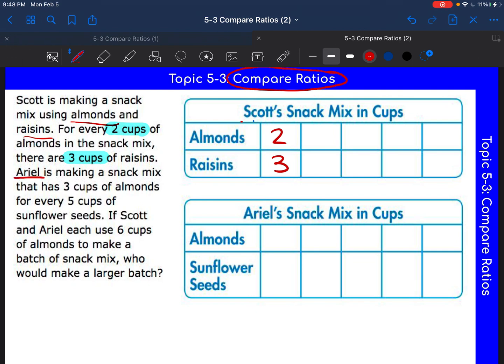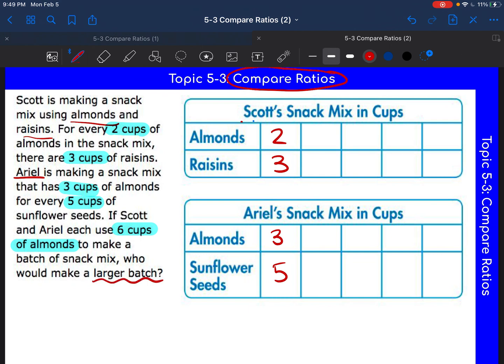Now, Ariel is making a snack mix that has 3 cups of almonds for every 5 cups of sunflower seeds. So what is Ariel's snack mix ratio? It is 3 to 5. So again, that is 3 cups of almonds for 5 cups of sunflower seeds. So it says if Scott and Ariel each use 6 cups of almonds to make a batch of snack mix, who would make the larger batch?